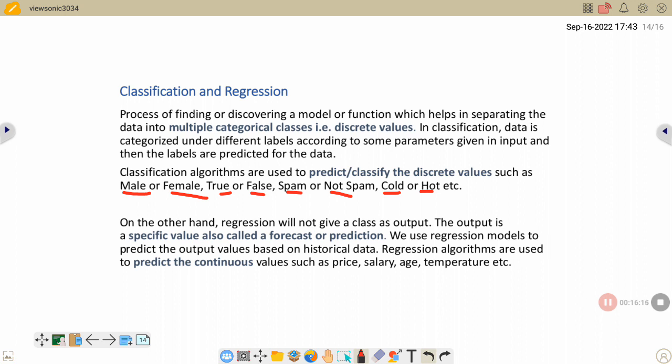Now coming to regression. What is the regression problem? On the other hand, regression will not give a class as output. Here it is giving some forecast or prediction. So we use regression models to predict the output values based on historical data. Regression algorithms are always used to predict continuous values such as price, salary, age, temperature. If you see these kinds of values, they obviously have continuous values.